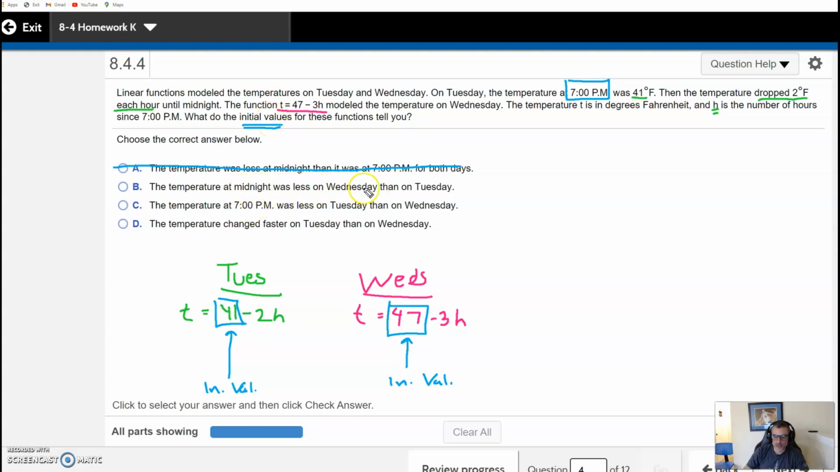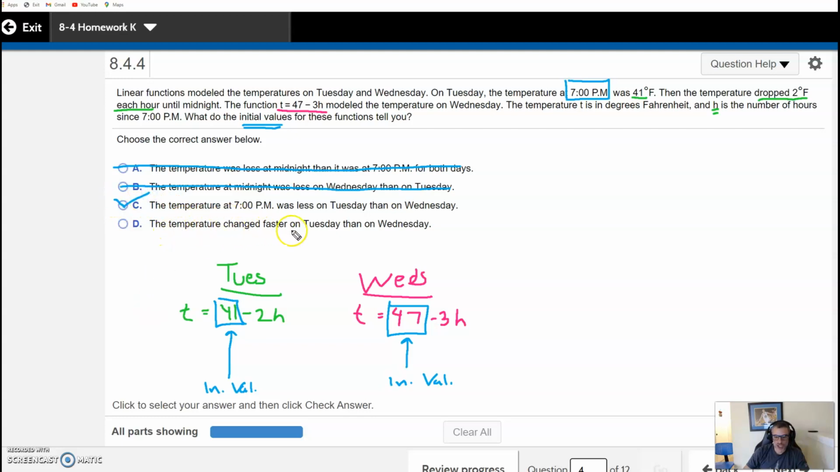The temperature at midnight was less on Wednesday than on Tuesday. Again, we could figure that out using these equations, but that's not what the initial value tells us, right? Don't overthink this question. The temperature at 7 p.m. was less on Tuesday than on Wednesday. So remember, 7 p.m., that's our first measurement. It was less on Tuesday than it was on Wednesday. There's our winner chicken dinner.